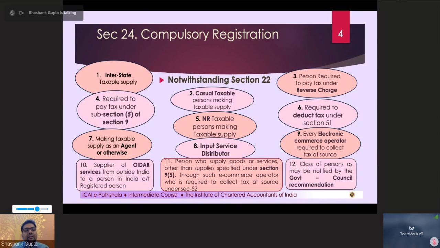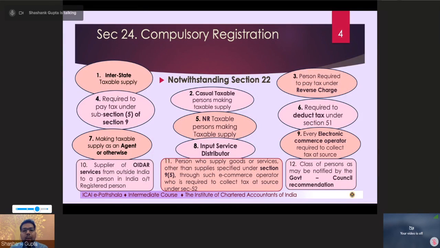Next is required to pay tax under Section 9 subsection 5. So under Section 9 subsection 5, it talks about e-commerce operators. Next is non-resident taxable person making taxable supply. So any non-resident taxable person who is making taxable supply. Now what is a non-resident taxable person? Any person who does not have a PAN number in India.